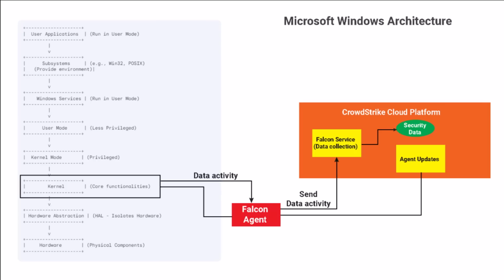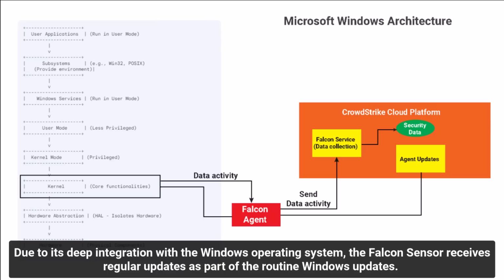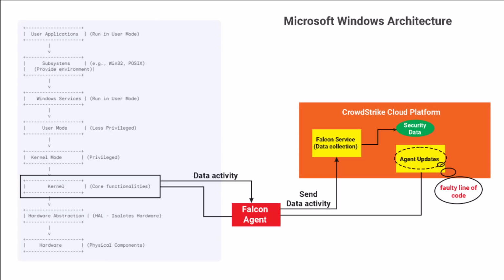Now you can imagine if the Falcon Sensor is so deeply integrated with the Windows operating system, that also means the Windows operating system has given access to the Falcon Sensor for monitoring and protection of the system at a very low level. This level of access is crucial for detecting and mitigating sophisticated threats that may bypass user-level defenses. Now, due to this deep integration with the Windows operating system, the Falcon Sensor receives regular updates as part of the routine Windows updates. But this time, there was a faulty line of code in the Falcon Sensor update.